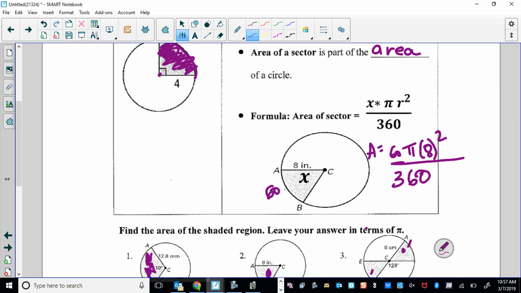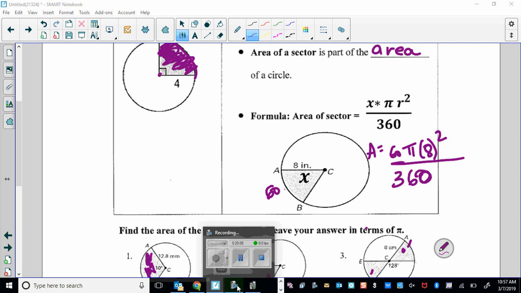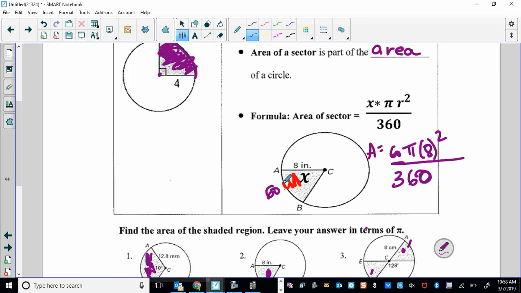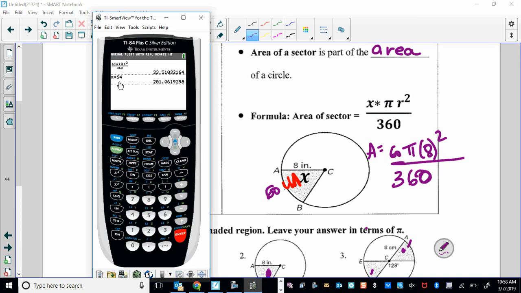The best way to put this in your graphing calculator is using y equals. This is what you have to do, divided by 360 in your calculator. When you press enter, it gives you 33.5. If I was looking for the area of the whole circle, I'd just do pi times 64, because 8 squared gives you 64. So 201.06 is the whole circle. But I'm only looking for the shaded region, which is why I have to include the 60, which gives you 33.54.